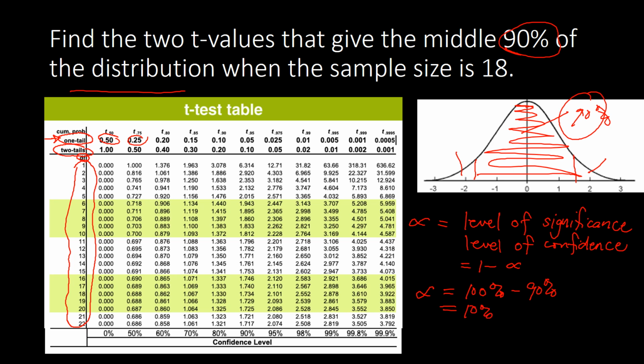So that's your alpha with respect to the level of confidence there. So again, when you say level of confidence, it's 1 minus the alpha, or you can have it as 100 minus the level of significance. Now, when you're looking for the level of significance, that will be 1 minus your level of confidence. So I hope that's clear, everyone.